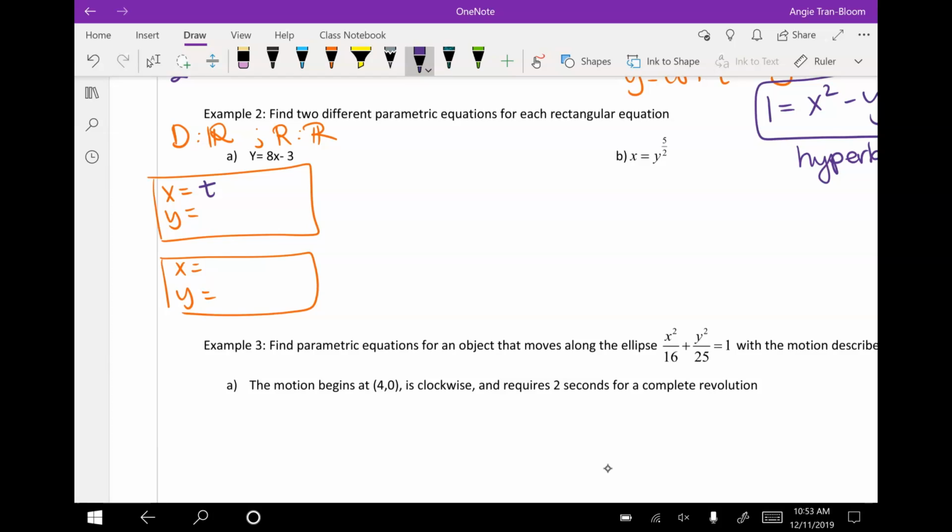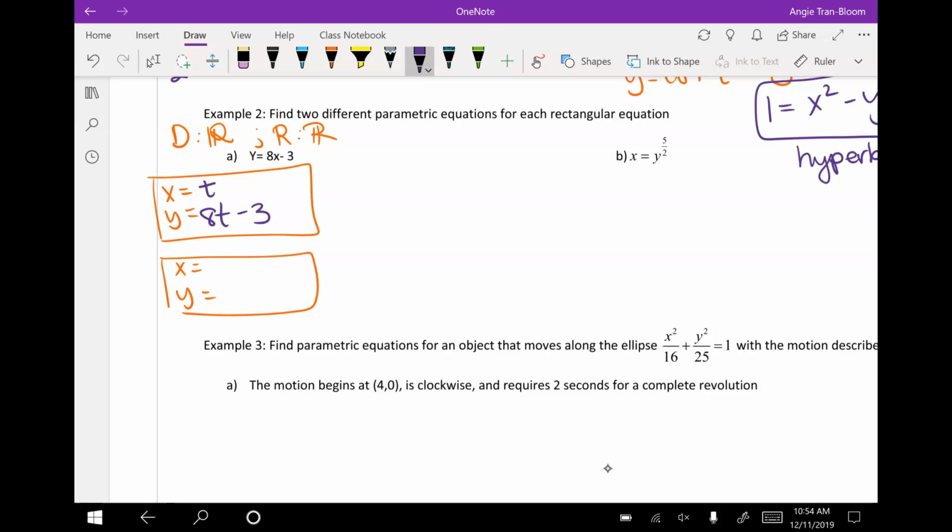Parametric is x equals in terms of t and y equals in terms of t. So if I know x is t, what is y equals to now? 8t minus 3. They're both in terms of t, and that is parametric.